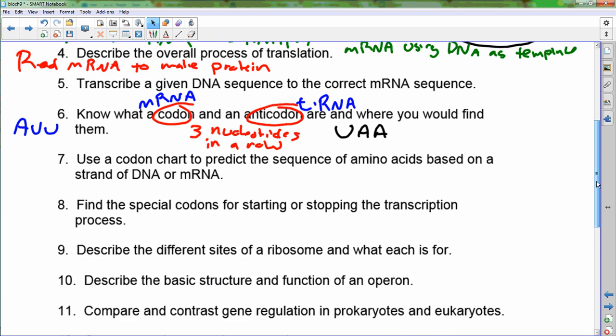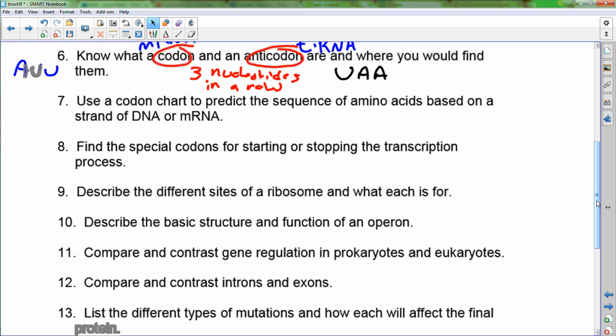Okay, number 7 says you should be able to use a codon chart to predict the sequence of amino acids based on a strand of DNA or messenger RNA. We've done enough of that. I will have the charts that I handed out for you Monday. If the other one's better, it's fine. Just make sure you have copies of it if you're writing on it. That's fine.